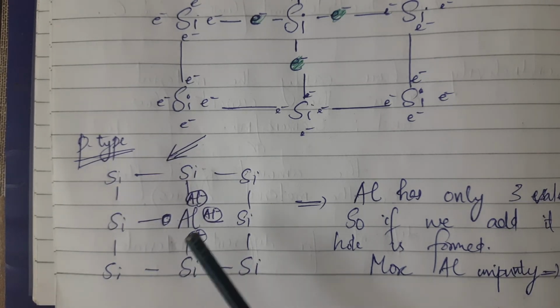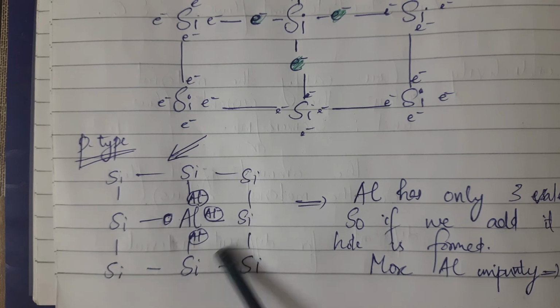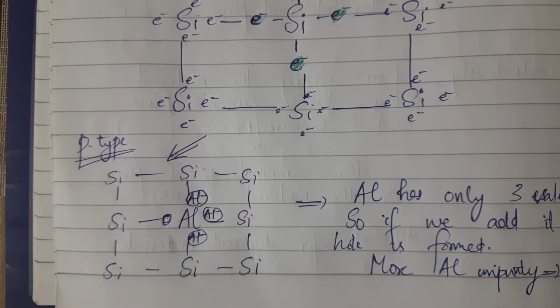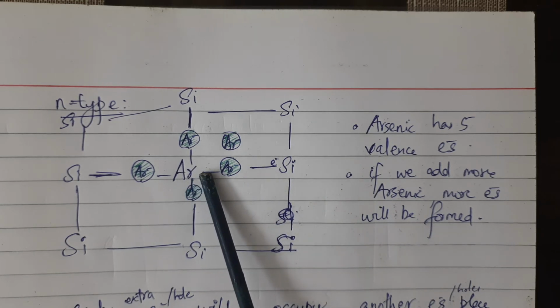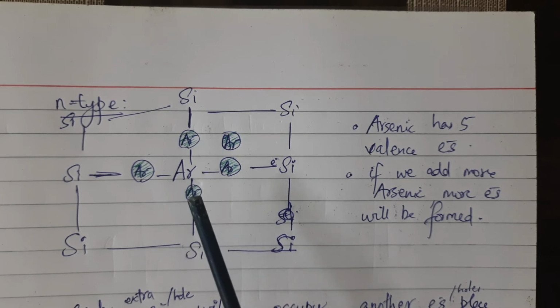These holes will be the main reason for the electrical conductivity of the p-type semiconductors. Now we take the case of n-type semiconductor. Instead of silicon, we replace silicon with an element from the 15th group. I think you know what the 15th group is: nitrogen, phosphorus, arsenic, antimony, bismuth. That is the 15th group.